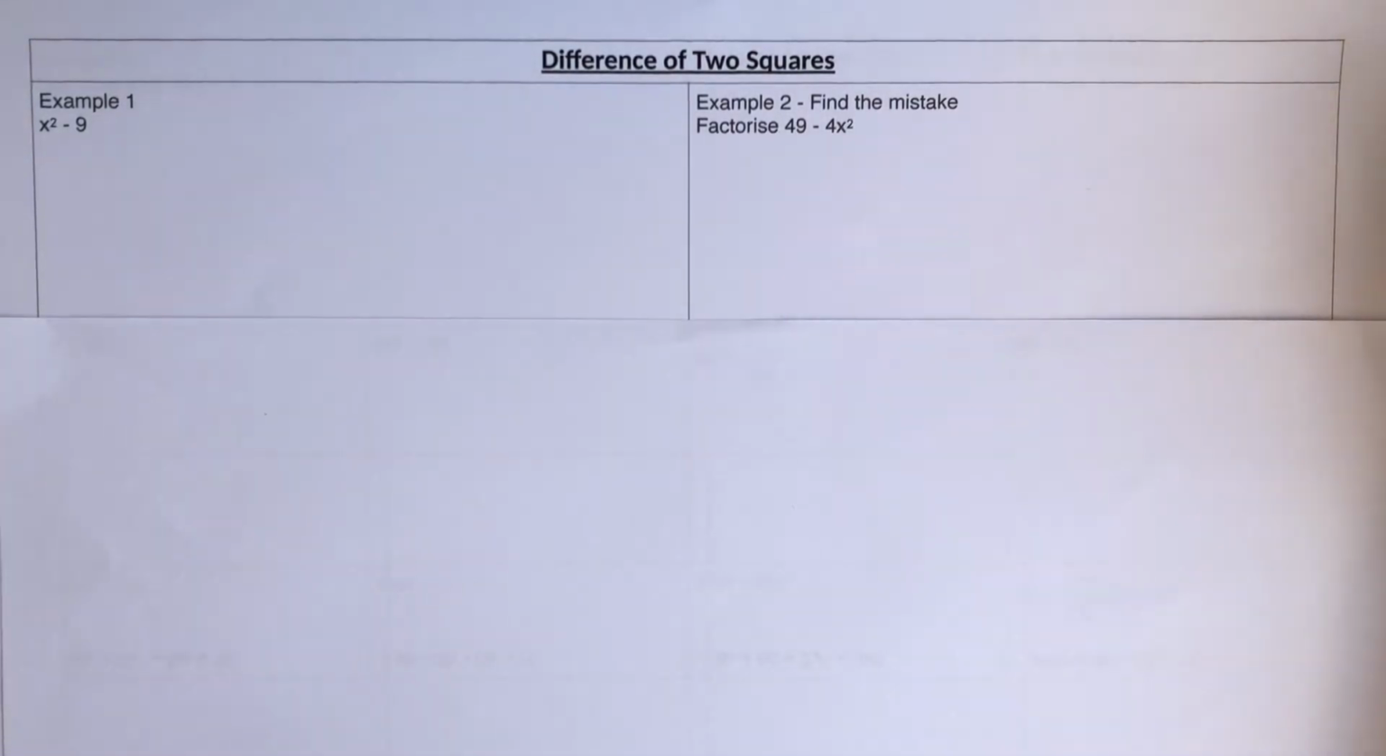Today we're going to look at two further skills with quadratics. The first one is called the difference of two squares. So example 1 here, we've got x squared minus 9.